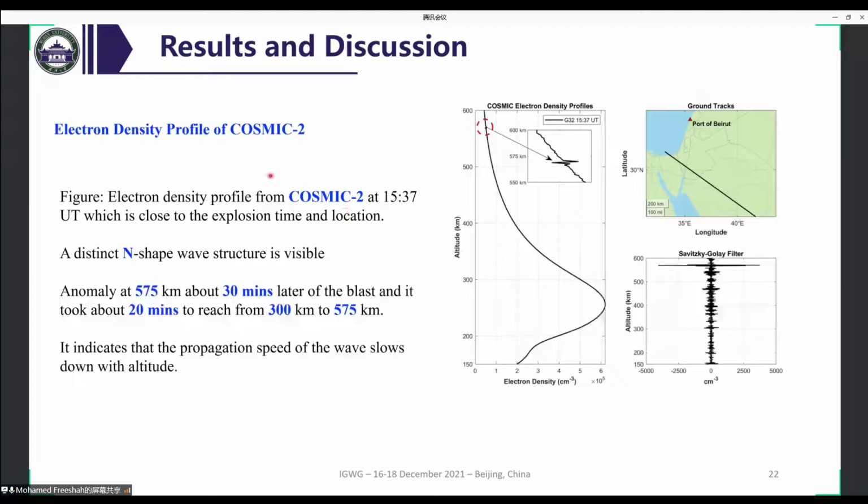Here we can see the COSMIC profile. As we can see here is a clear N-shaped wave structure. The disturbance happened after 30 minutes from the time of the event, and it takes about 20 minutes to travel from 300 kilometers to 575 kilometers. It indicates that the propagation speed of the wave was slowed down with the high altitude.